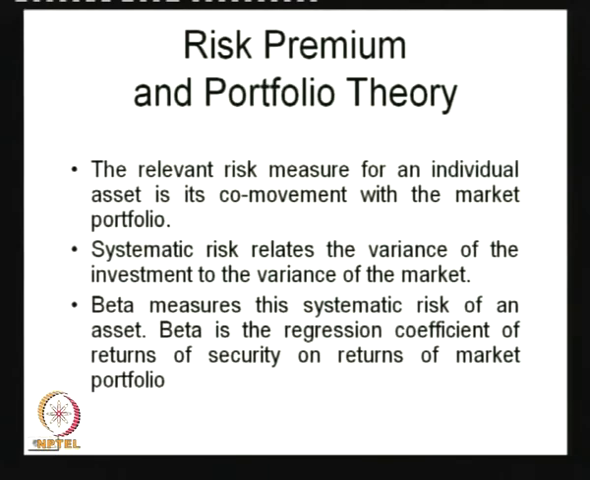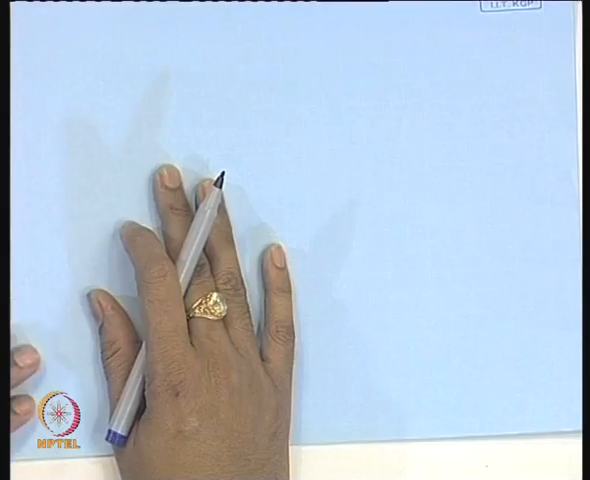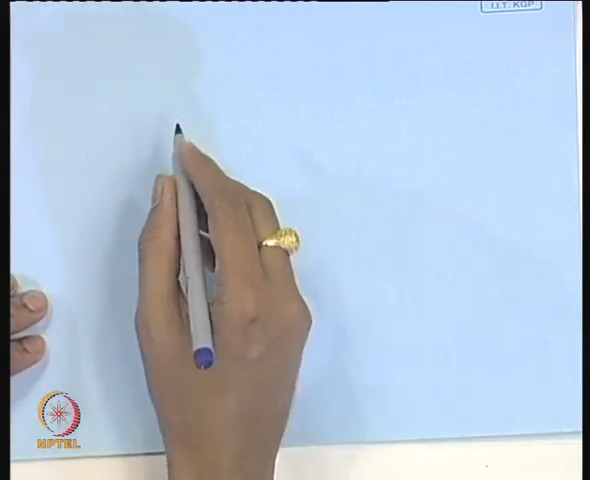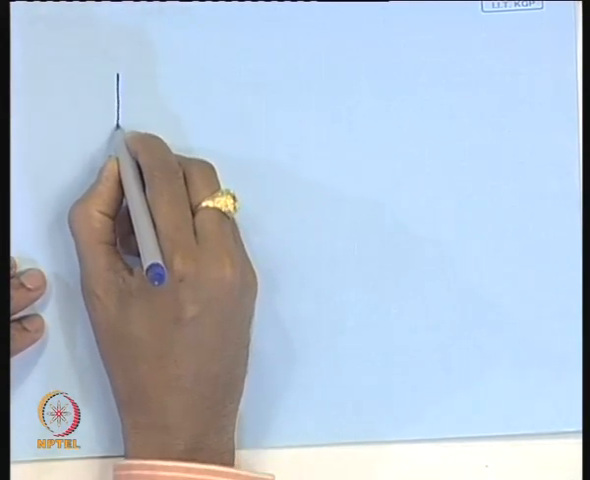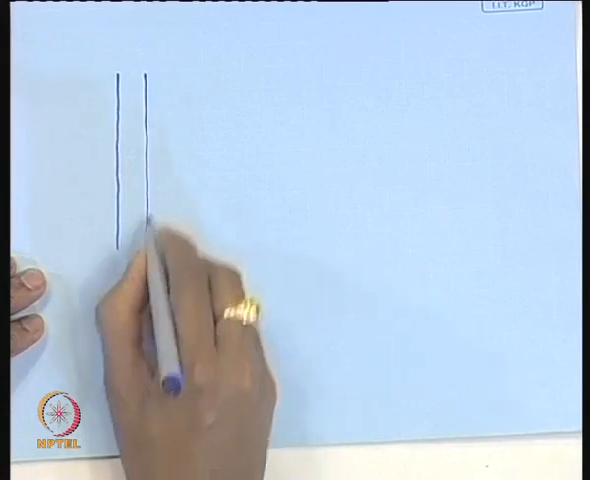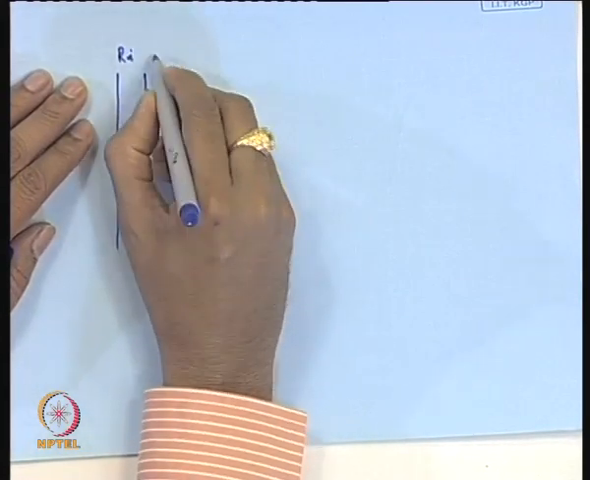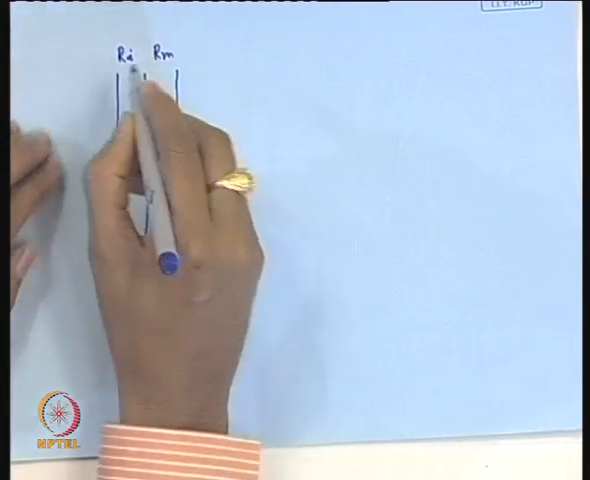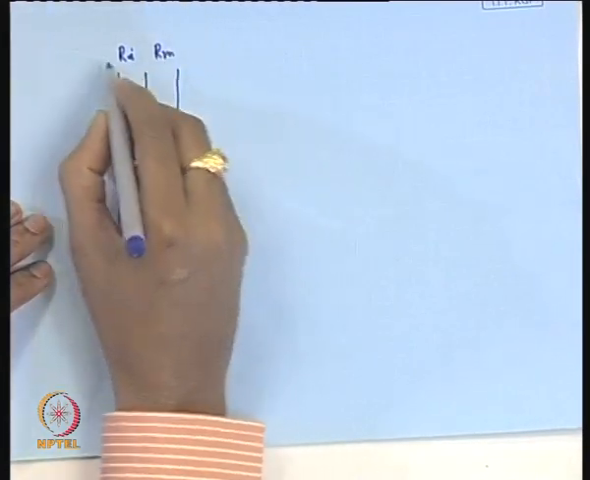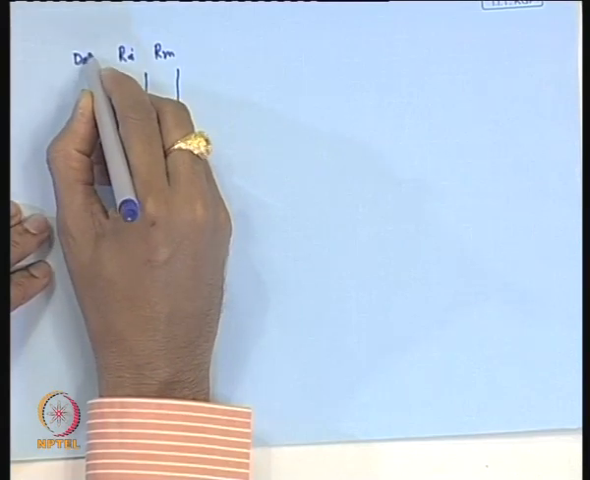The systematic risk that we actually measure is in terms of something called beta. When you say beta, it is nothing but the regression coefficient of the returns on the security on the returns on the market. That means, if we have a series of returns on security called I, and then a series of returns on security called M, the market portfolio, then we have got something called a date here.